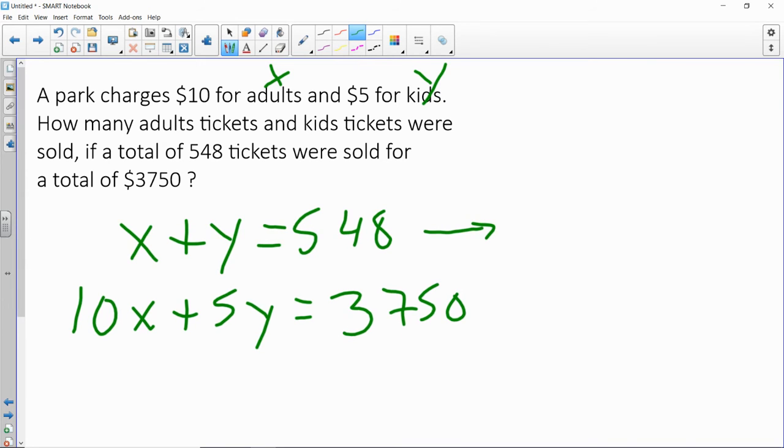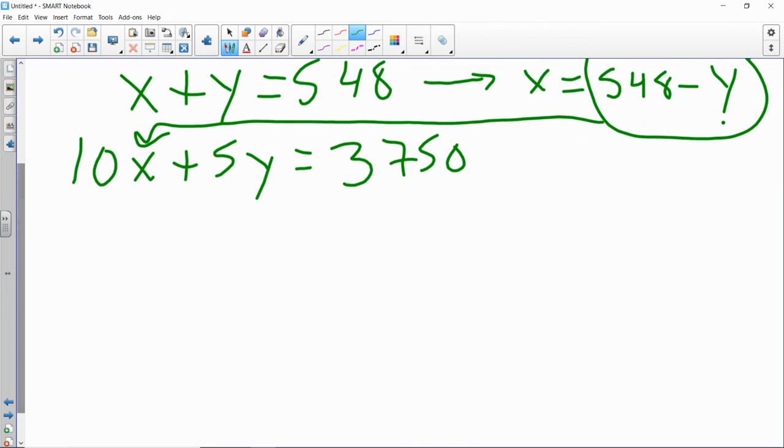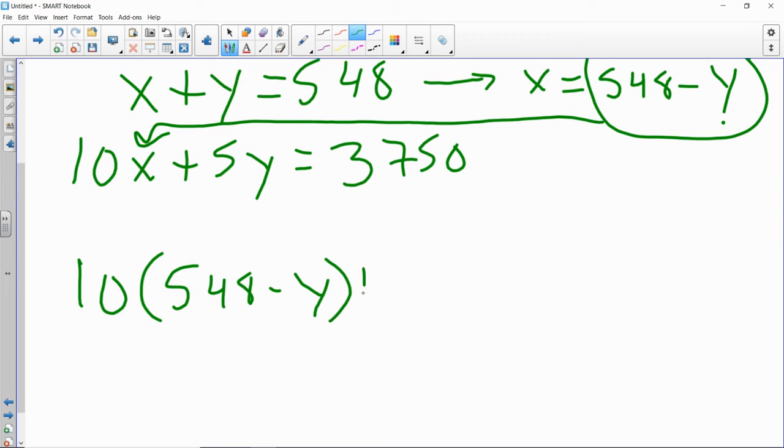So again, I'm going to change this so I can solve it for one variable. I'll subtract y from both sides again. So I have 548 minus y. This allows me to substitute in for x into the second equation. Again, I'm going to insert this using parentheses. So when I distribute, all my signs are good. And I've created one equation with one variable.